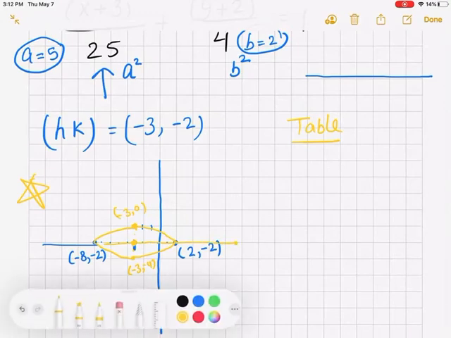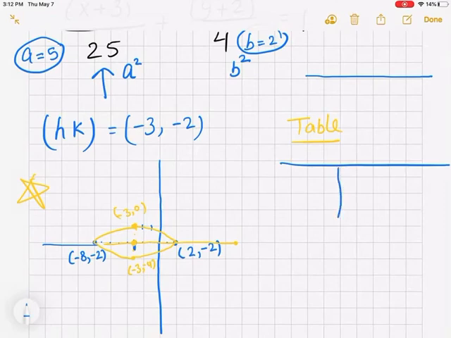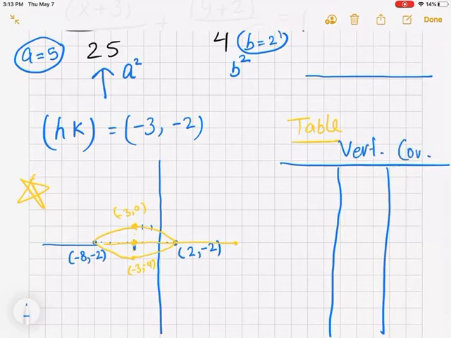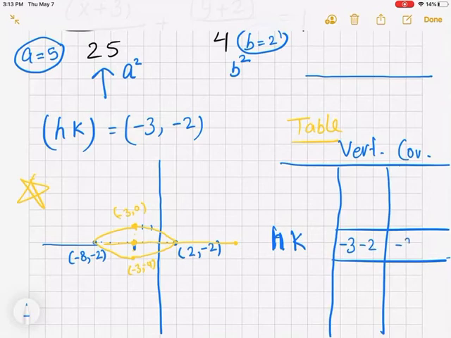Okay, for the table, how do we do that? I want you to make 2 columns. This is for vertices, and this is for co-vertices. First, I want you to put h and k in the middle. Here (h, k) is (-3, -2). Now, try understanding. Trust me, this table is way easier than graphing. So try understanding the process.